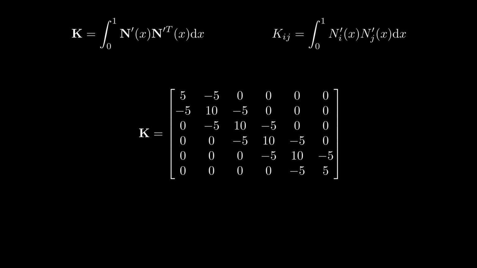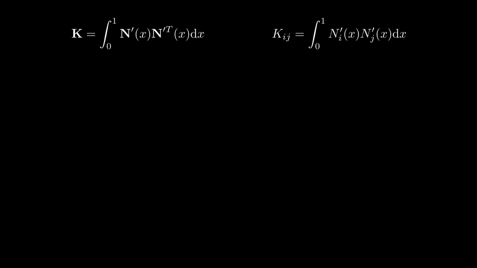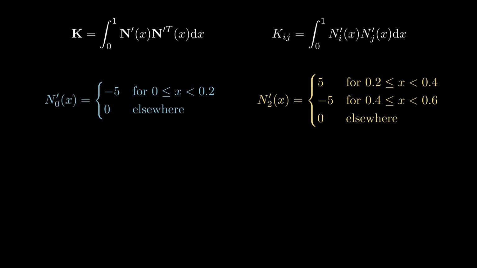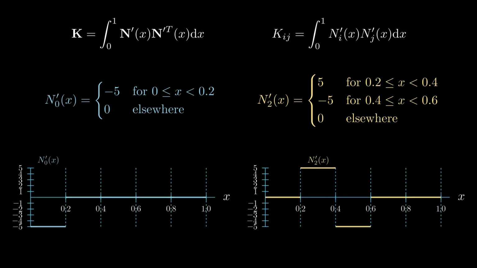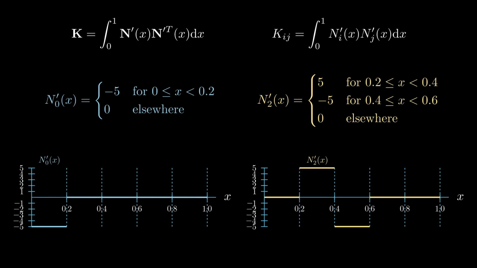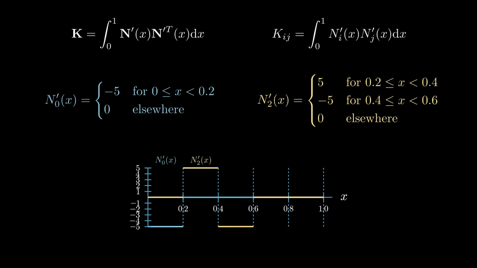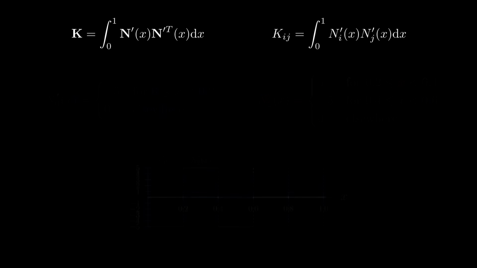The reason for this is that some pairs of shape functions n, and hence also their derivatives n prime, do not share any finite element where both of them are non-zero. Take for example n0 and n2, whose derivatives are shown here. When plotting n0 prime and n2 prime, it becomes immediately clear that n0 prime is 0 wherever n2 prime is non-zero and vice versa, which means that their product is 0 everywhere.